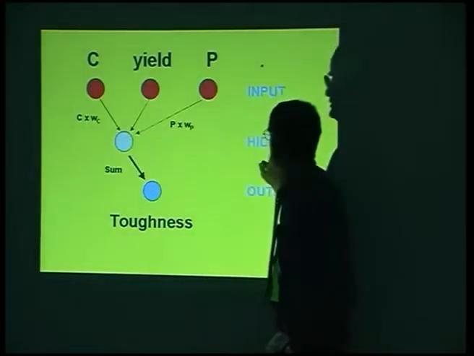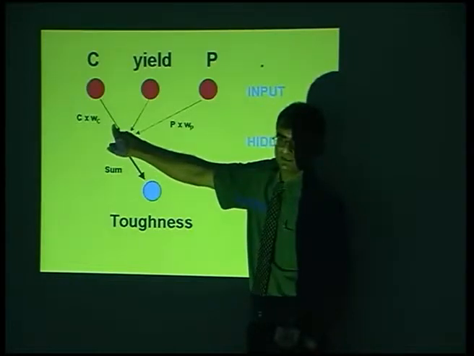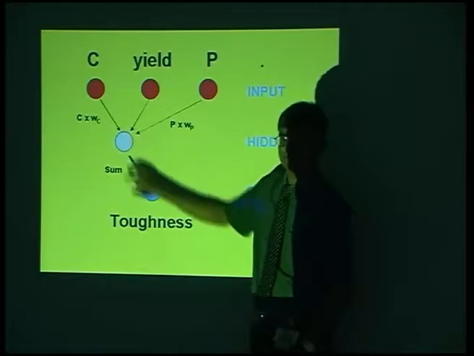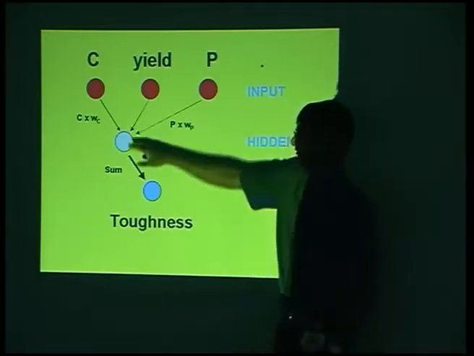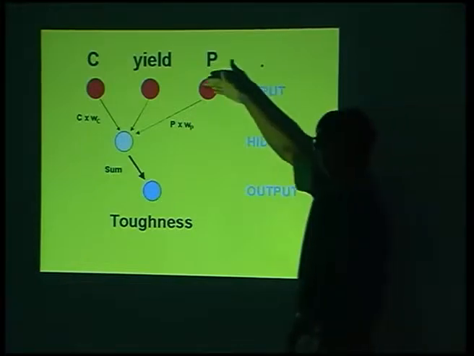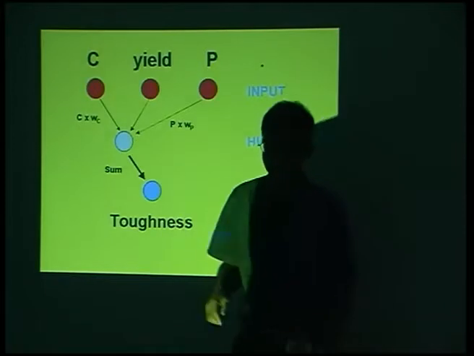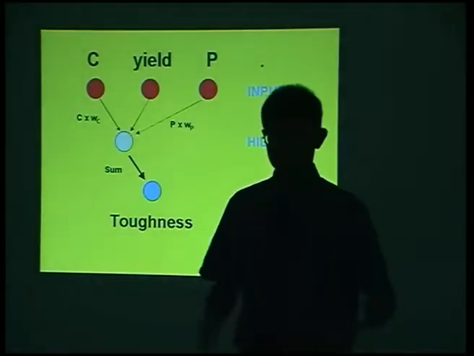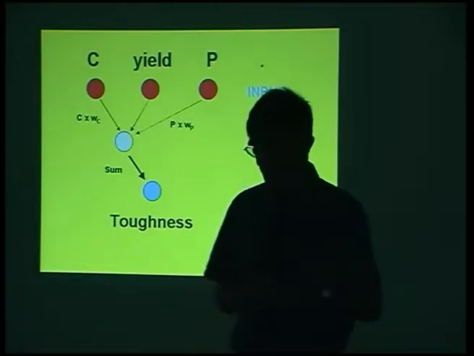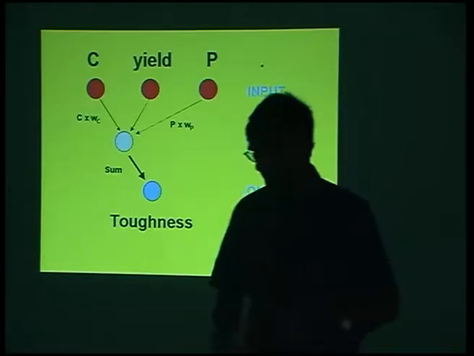And this is where all the mathematics happens. That means we multiply carbon by a weight, multiply yield strength by a weight, phosphorus by another weight, add them all up, and that gives us the toughness. And this is what in neural network terminology is called the hidden unit, because really we are interested only in the inputs and the outputs very often. Okay? So that's a neural network representation of a linear regression equation. So we haven't done anything new as yet except expressed it pictorially.